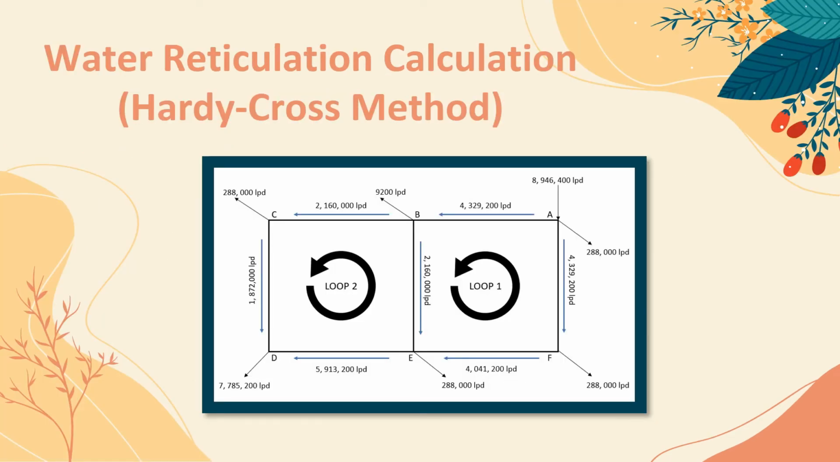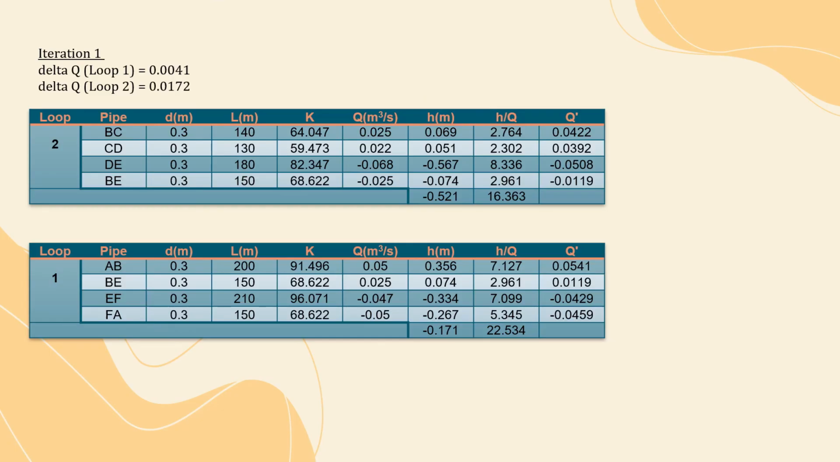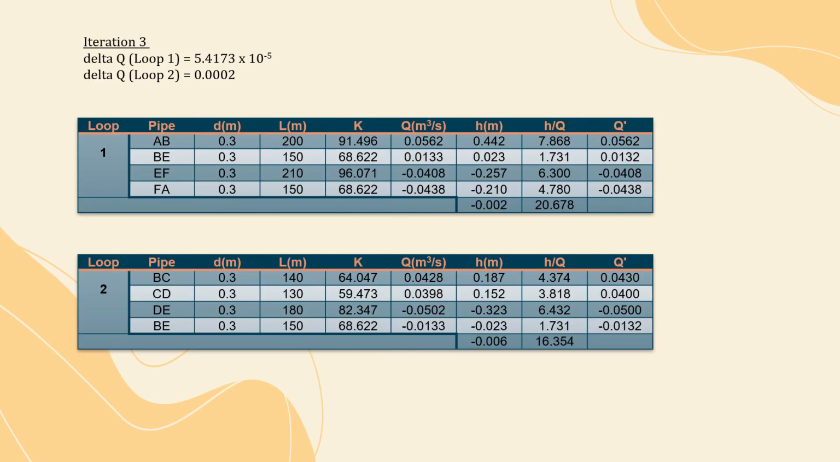For water reticulation calculation, we use the Hardy-Cross method. First, we assume flow direction is anti-clockwise in both loops. Here is the formula that we use. Now, let's move on to the calculation of HBM. We already tabulated all the data we get in this table. In order to stop the iteration, the total head loss must be equal to 0. If the total head loss is not equal to 0, a correction must be applied before proceeding with the next iteration. In our case, we iterate 4 times before we finally obtain 0 in head loss.